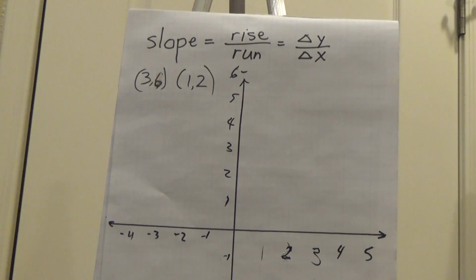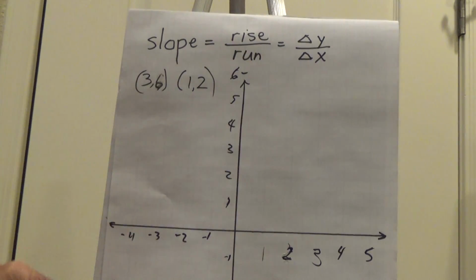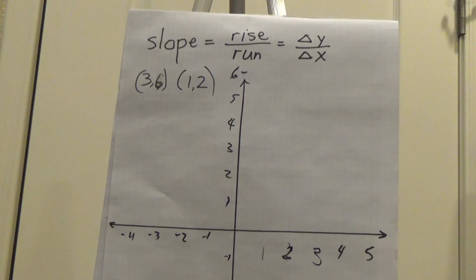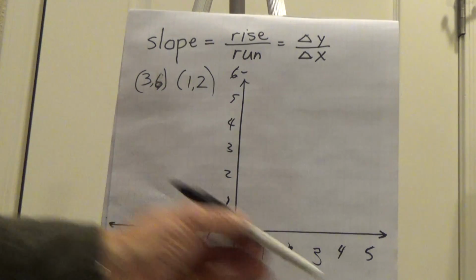Today we're looking at a very basic concept of linear equations, finding slope. Slope describes the general direction of the line. If the slope is positive, the line will go uphill from left to right. If the slope is negative, the line will go downhill from left to right.